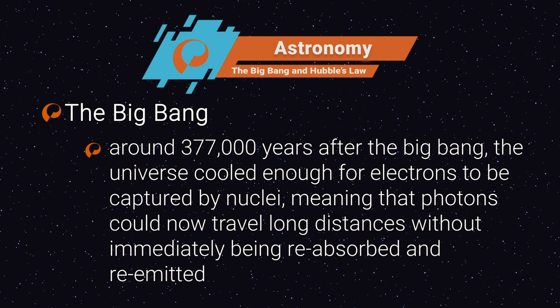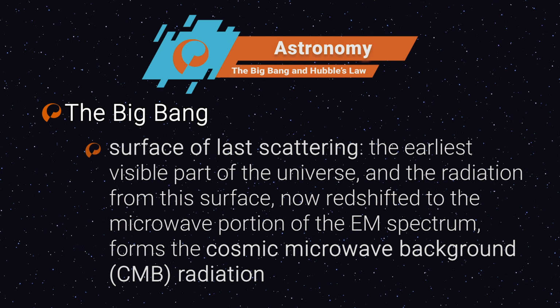Around 377,000 years after the Big Bang, the universe cooled enough for electrons to be captured by nuclei, meaning that photons could now travel long distances without immediately being reabsorbed and re-emitted. At this point, the universe was transparent to radiation. This surface of last scattering is the earliest visible part of the universe, and the radiation from this surface, now redshifted to the microwave portion of the EM spectrum, forms the cosmic microwave background, CMB radiation.